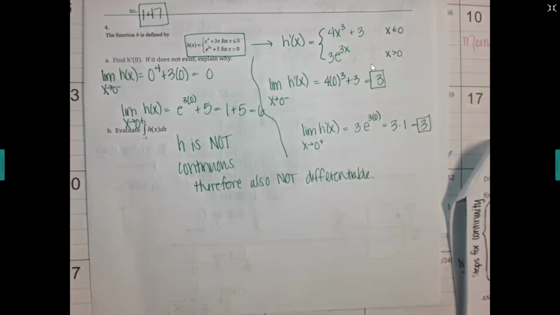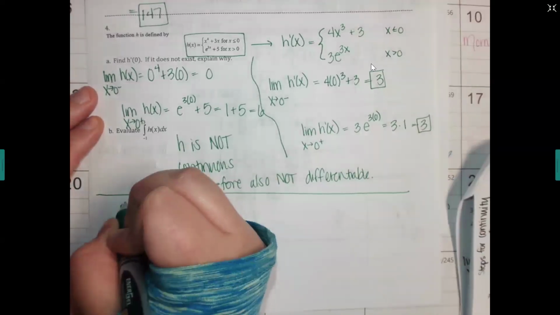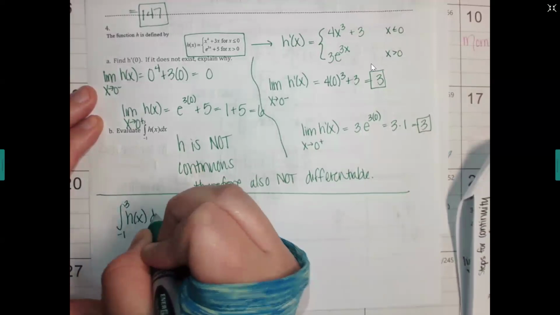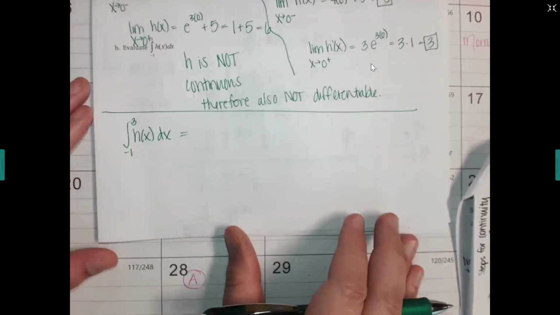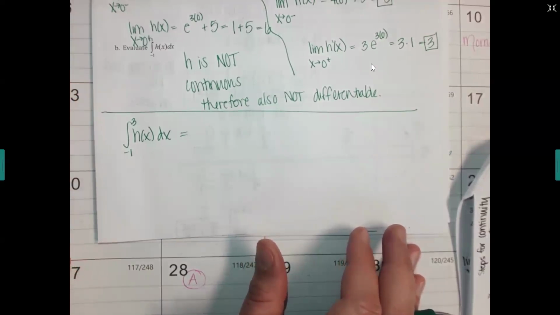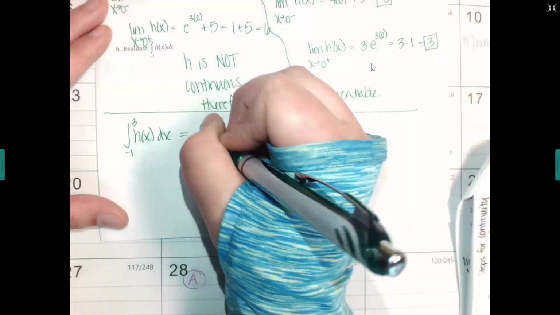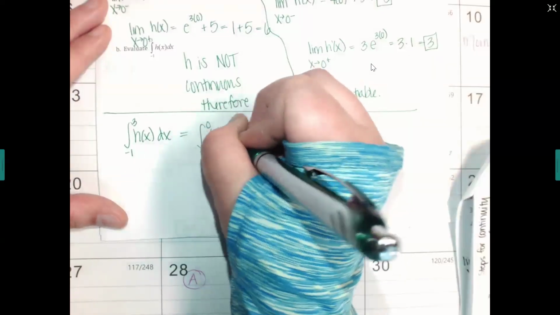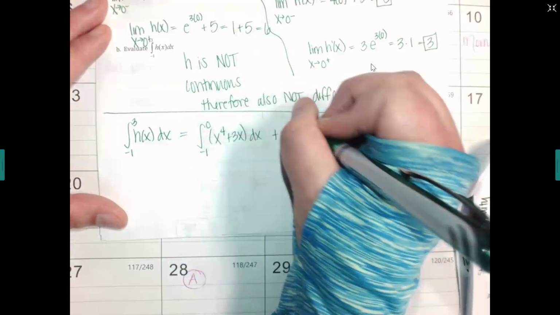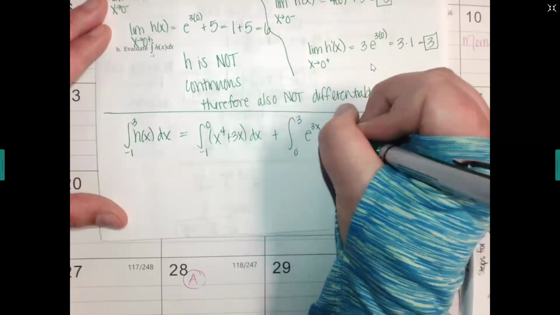Okay, next little part of this, I want to do, we want to take the integral from -1 to 3. But you're going to notice that in order for me to do that, I'm going to have to break this up based on where the graph switches. Where is the break point on your equation? 0. So from -1 to 0, I'm going to use the x^4 + 3x. And then from 0 to 3, I'm gonna use the e^(3x) + 5.